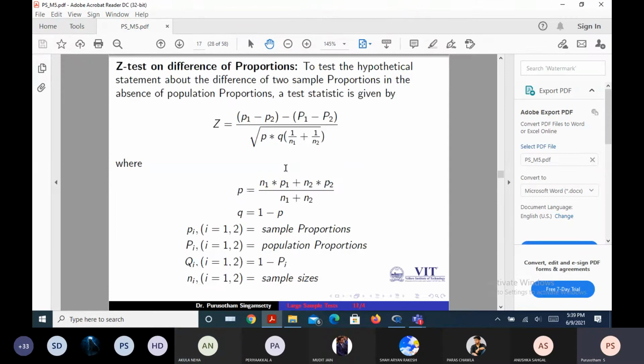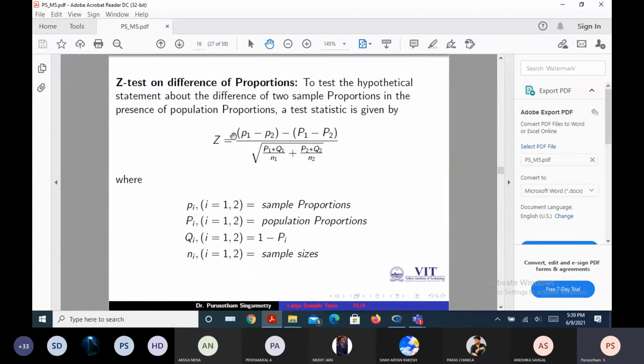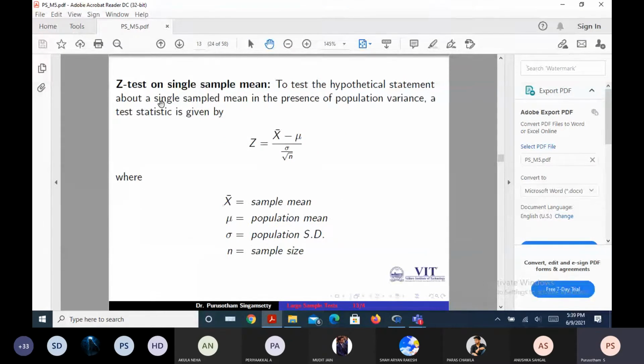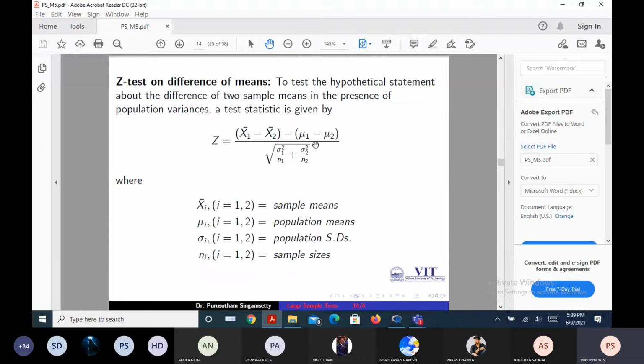Right. So in the last class, I showed you the different test statistic formulas. This is the formula which we are going to use to test the single sample mean, that is z equal to x bar minus mu by sigma by root n. This is the formula that we are going to use to test the difference of means.